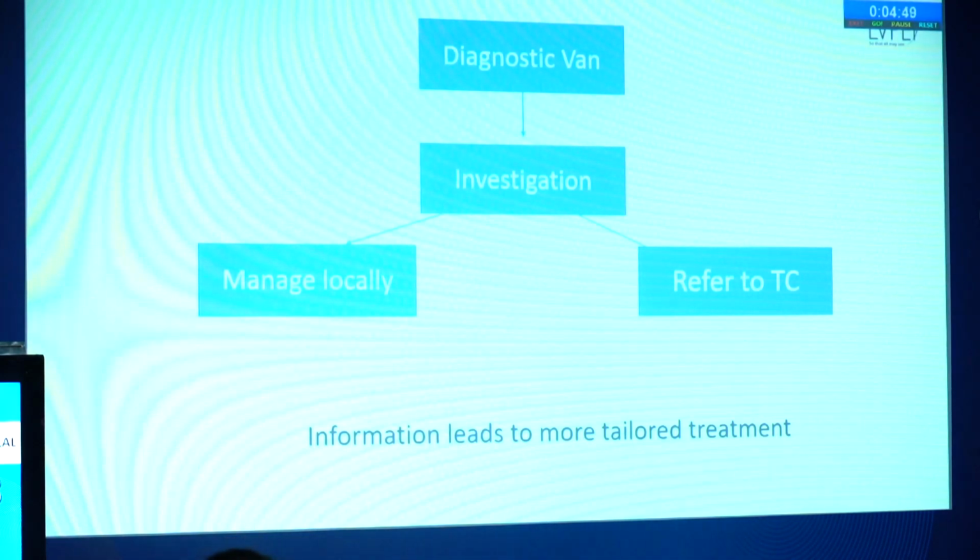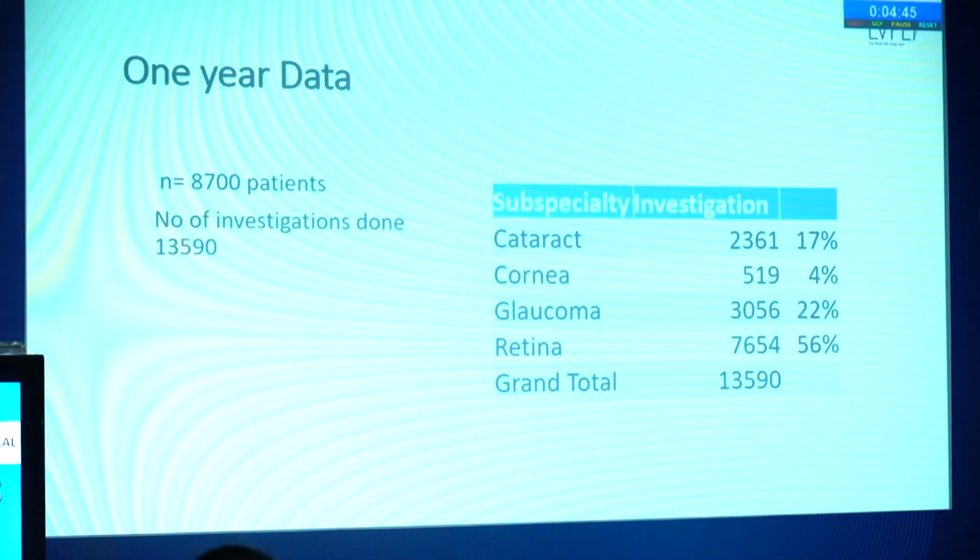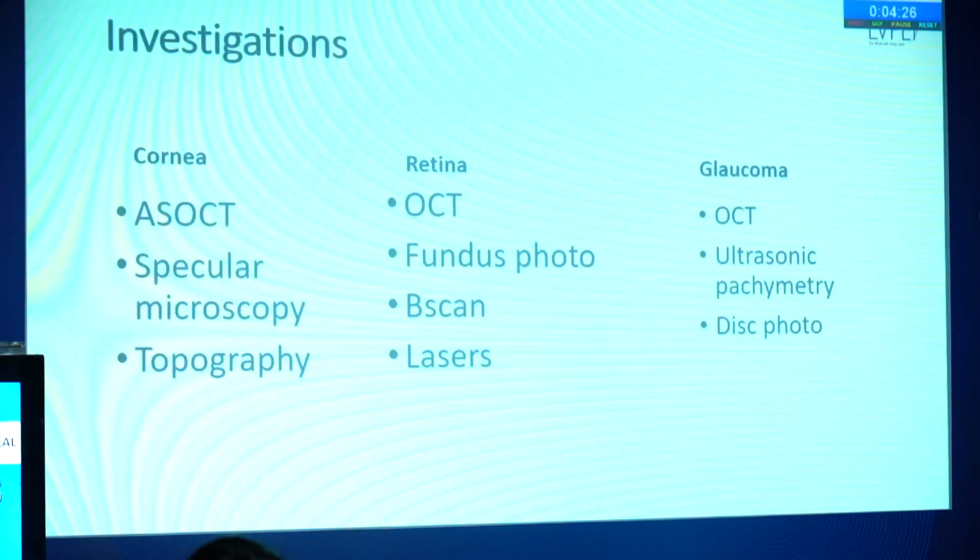Because the information gathered here would lead to more tailored treatment for that particular patient. This is one year of data from the diagnostic van, where we have done investigations in 8,700 patients. As you can see, only 4% of all the investigations were for cornea. Compared to that, retina was highest, followed by glaucoma, and for cataract we have done certain other investigations. These were the investigations which we had done from the van: anterior segment OCT, specular and topography.